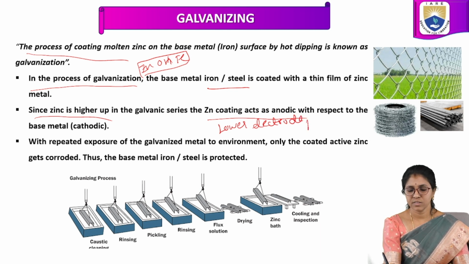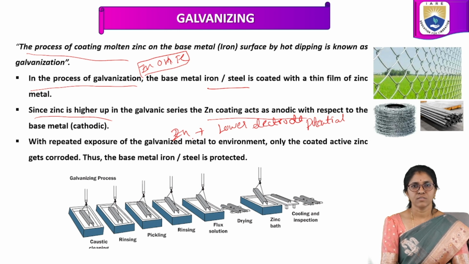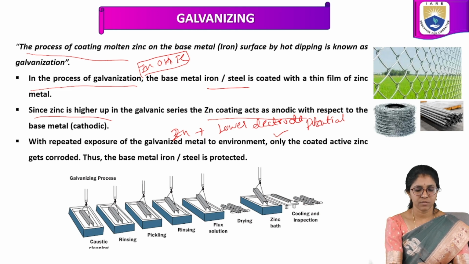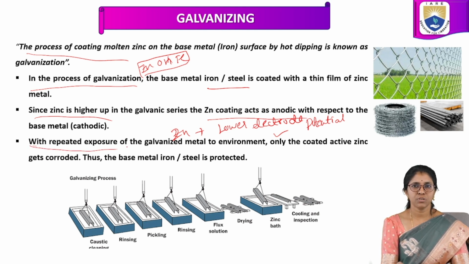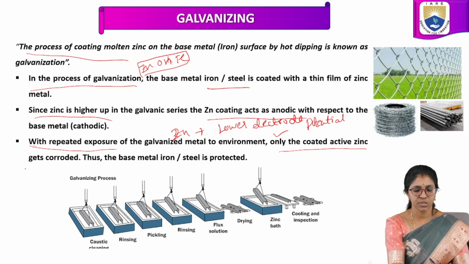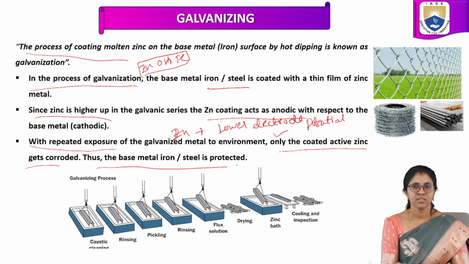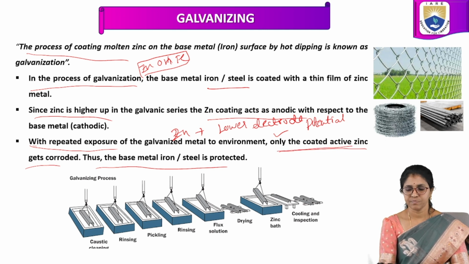Zinc has a lower electrode potential than iron, so it acts as an anodic coating. The zinc coating acts as anodic with respect to the base metal, so the base metal acts as cathodic. With repeated exposure of galvanized metal to the environment, only the coated active zinc gets corroded. Thus the base metal, iron or steel, is protected. So zinc protects the iron or steel sacrificially.